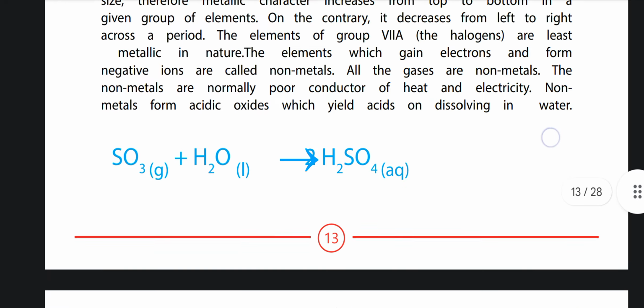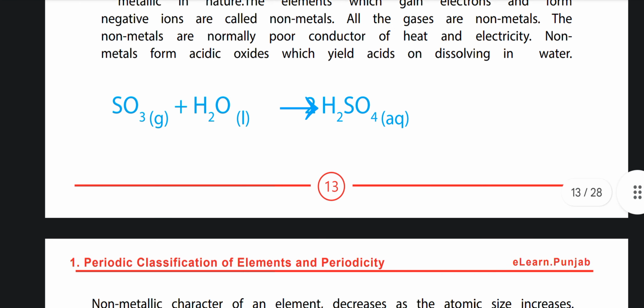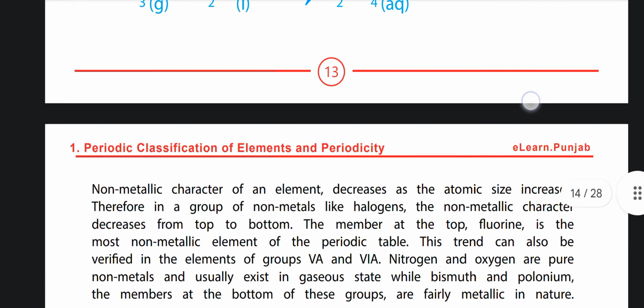The elements which gain electrons and form negative ions are called nonmetals. All the gases are nonmetals. The nonmetals are normally poor conductors of heat and electricity. Nonmetals form acidic oxides which yield acids on dissolving in water, just like SO3 plus H2O gives H2SO4.